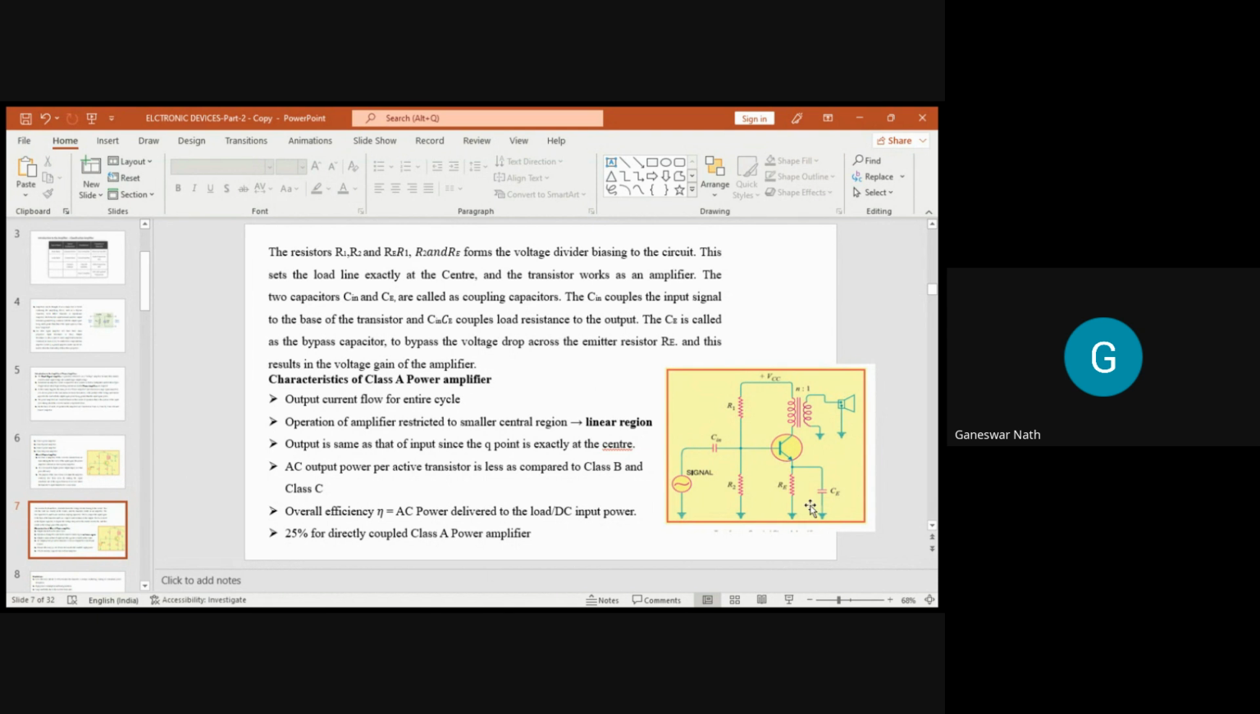So this is the circuit description of the class A amplifier. Then you can go for the characteristics of the class A amplifier. The output current flows for the entire cycle, you have seen, and that is why it is termed a class A amplifier. Its operation is restricted to a small central region, that is the linear region. The output is the same as that of the input, since the load point is exactly at the center.